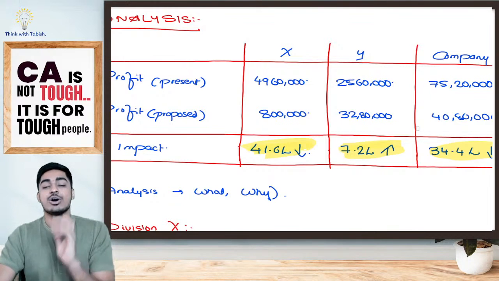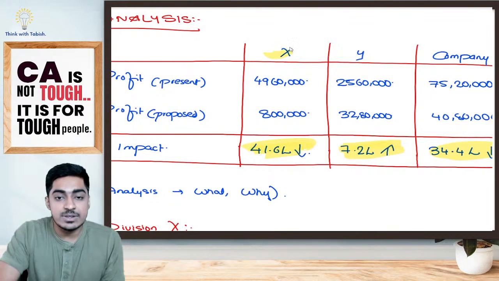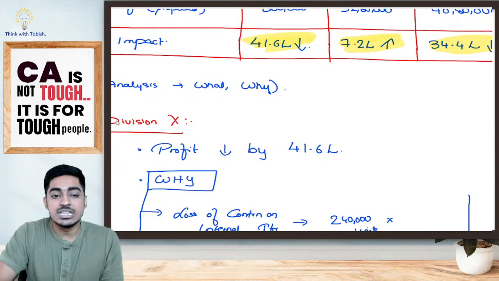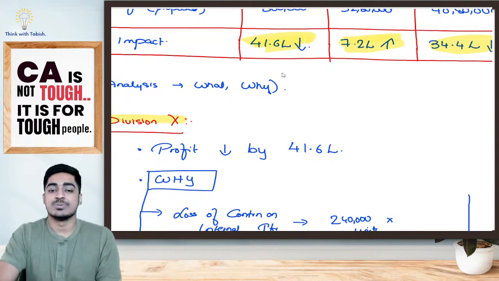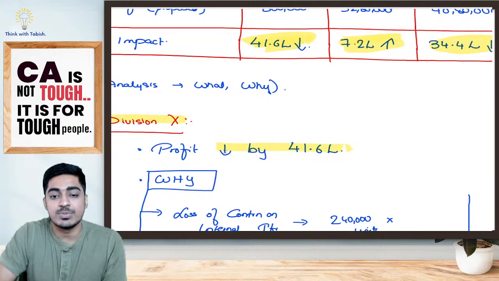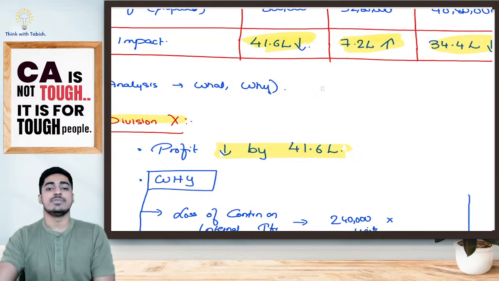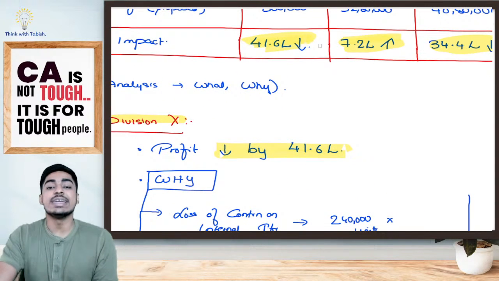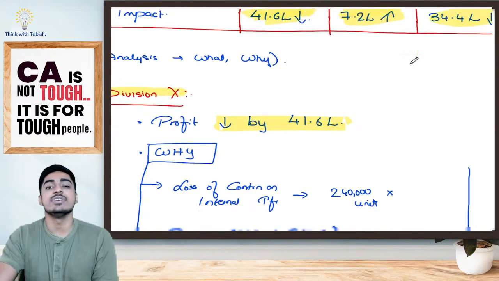Now we need to tell why it has changed. Firstly, we'll be talking about division X. Firstly, we'll be telling what happened. In division X, the profit went down by 41,60,000. Previously, it was 49,60,000. Now it is 8 lakh only. Why has it happened in division X, students?